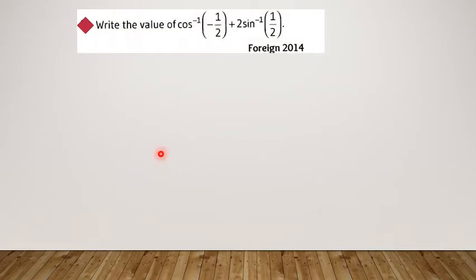Here the third question is we need to find the value of cos inverse minus 1 by 2 plus 2 into sin inverse 1 by 2. First we find cos inverse minus 1 by 2. Then we find sin inverse 1 by 2. Then we substitute those values here and we will reach the conclusion.